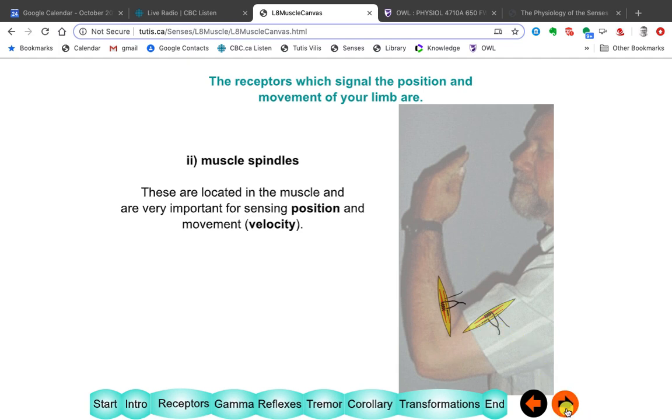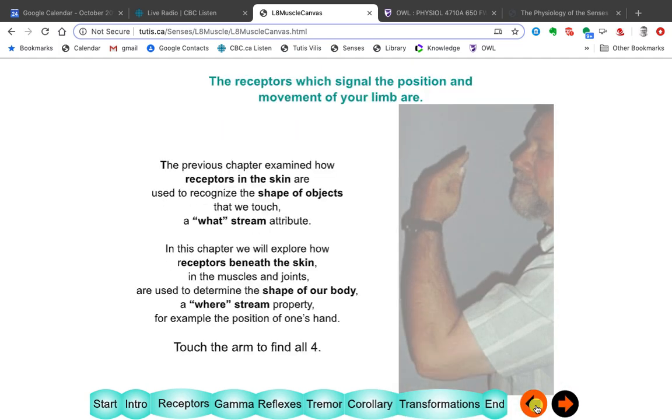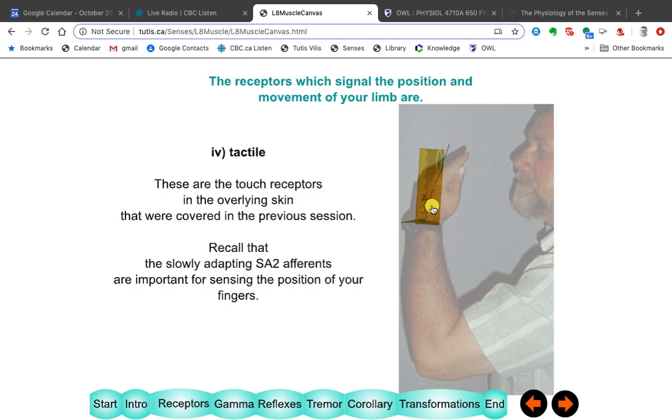Oops, back we go. We haven't done them all yet. Okay. We also have the stuff we talked about last week. We said that the stretch of your skin and the compression of your skin gives you some idea where your fingers are.